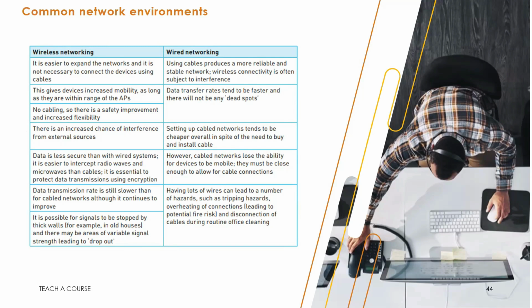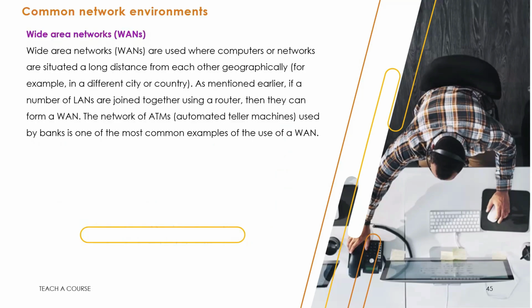However, cable networks lose the ability for devices to be mobile. So you're stationed in one position, whereas with wireless you can move quite freely. Data transmission rate is still slower than for cable networks. That's for wireless. Then wired, having lots of wires can lead to a number of hazards, such as tripping hazards, overheating, and so on and so forth. Then wireless communication, it is possible for signals to be stopped by thick walls. Like I said, that's really the difference between wired and wireless.